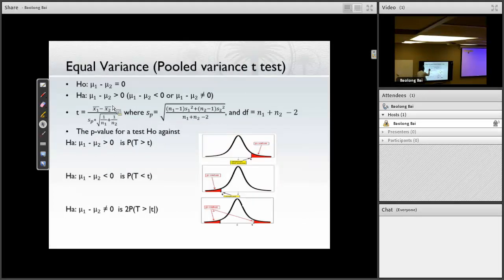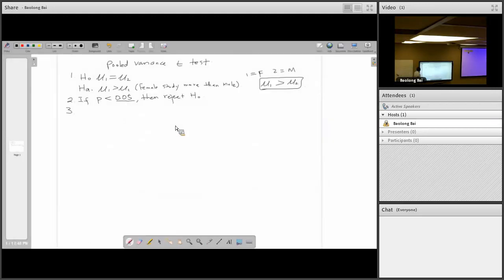This will be the calculation of the t statistic. But in order to calculate this, we need to calculate the pooled standard deviation. And then the degree of freedom for this distribution is this, right? So we need all the information here. So let's go ahead and do the calculation.